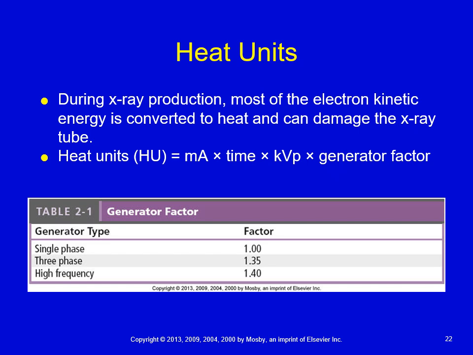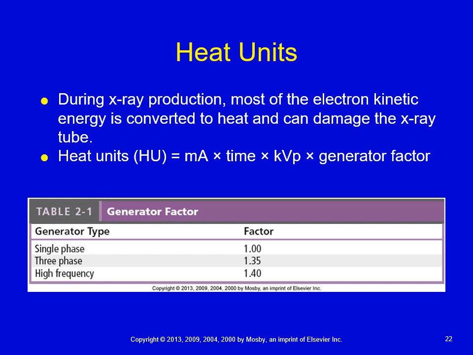The calculation for it is mA times the time. Keep in mind that sometimes you may get a word problem that combines mA and time together, so it gives it to you in mAs. It doesn't matter. You just use that one number. Then kVp times your generator factor. Some books call this a correction factor.